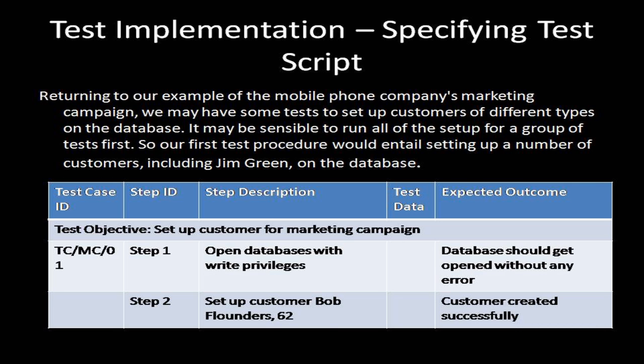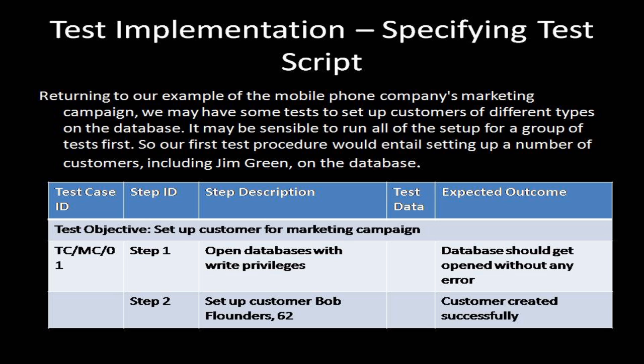Returning to our example of the mobile phone company's marketing campaign, we may have some tests to set up customers of different types on the database. It may be sensible to run all of the setup for a group of tests first. So our first test procedure would entail setting up a number of customers, including Jim Green, on the database. As shown in the table below, a test script has the following columns: 1. Test case ID 2. Step ID 3. Step description 4. Test data 5.